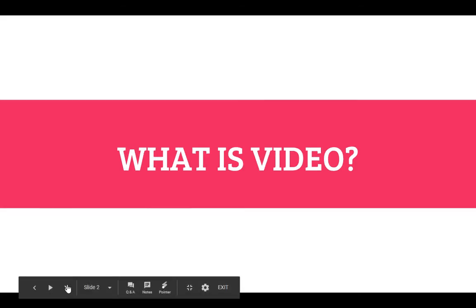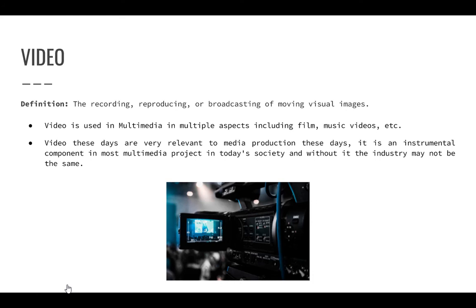Okay, cool. So we're doing video. So what is video? Video is basically the recording, reproducing, or broadcasting of moving visual images. This is used in the multimedia industry in all aspects, so film, music videos, basically anything within the industry pretty much uses video. So it's very relevant these days to the industry as a whole. And without video, I don't know how the multimedia industry would be today.